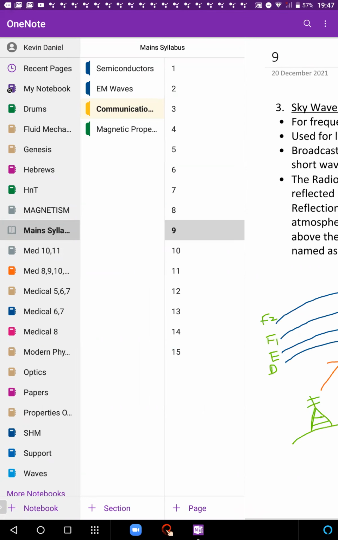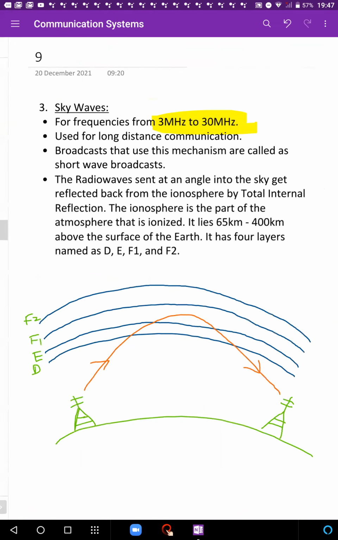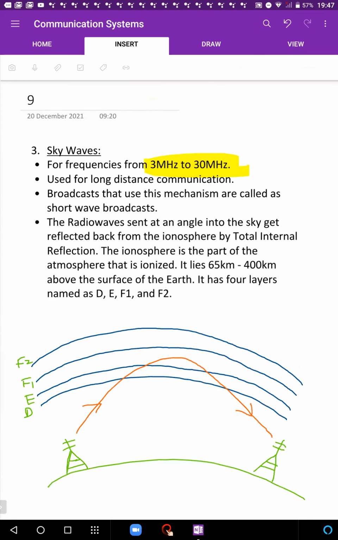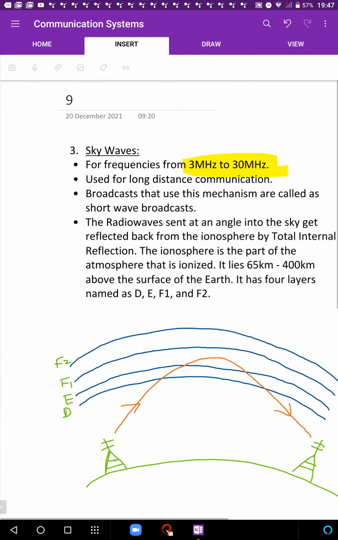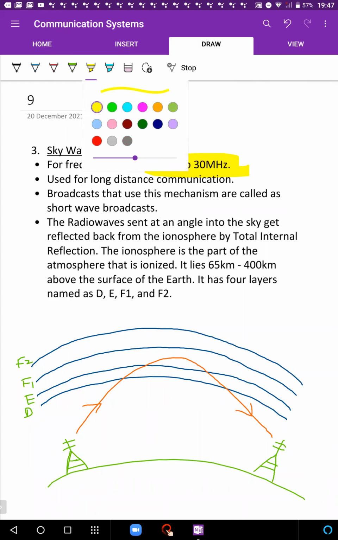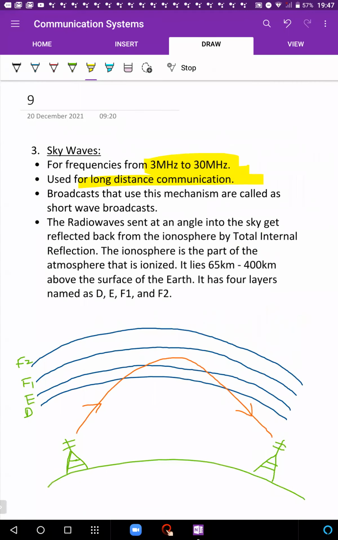तो sky waves वाले window में एक अलग सा mechanism के through message is transmitted, and it serves long distance communication, and the broadcasts that use this mechanism are called as short wave broadcasts. The broadcasts that use this are called as short wave broadcasts. और इसका mechanism actually क्या है, थोड़ा अलग सा अजीब सा है.